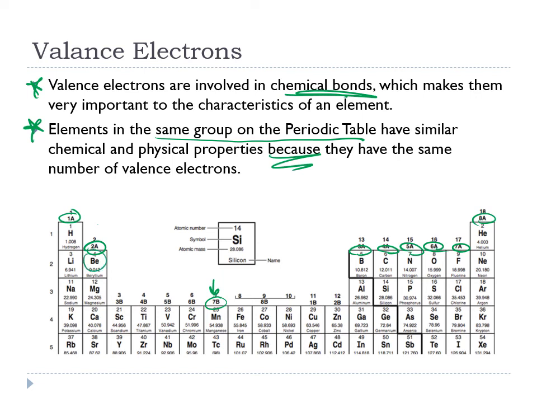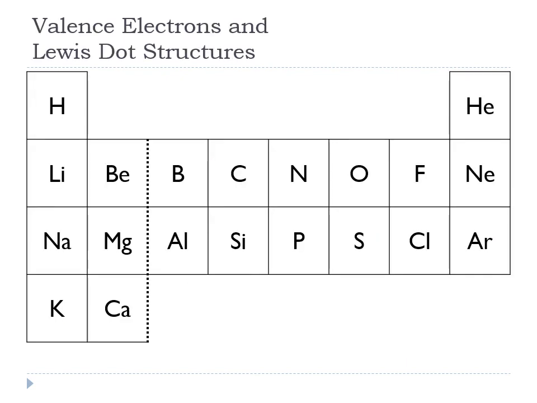So beryllium has 2 valence electrons, fluorine has 7 valence electrons, argon has 8. Helium is an 8, but helium's weird. It actually only has 2 valence electrons because it's in energy level number 1, right? Good. So looking at Lewis dot structures, remember this is how we show the number of valence electrons.